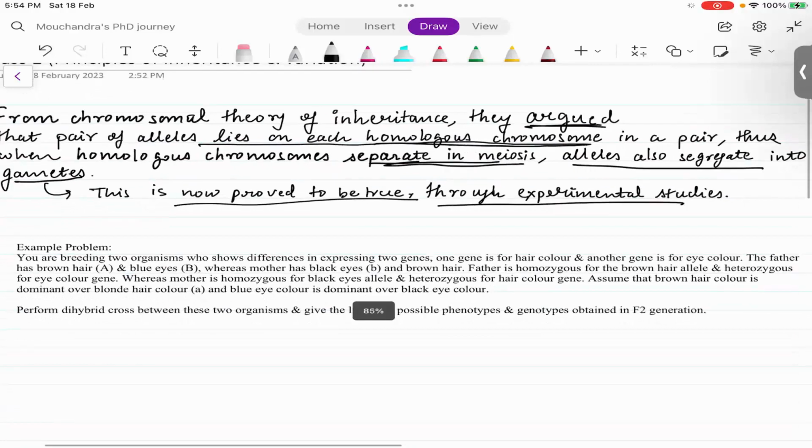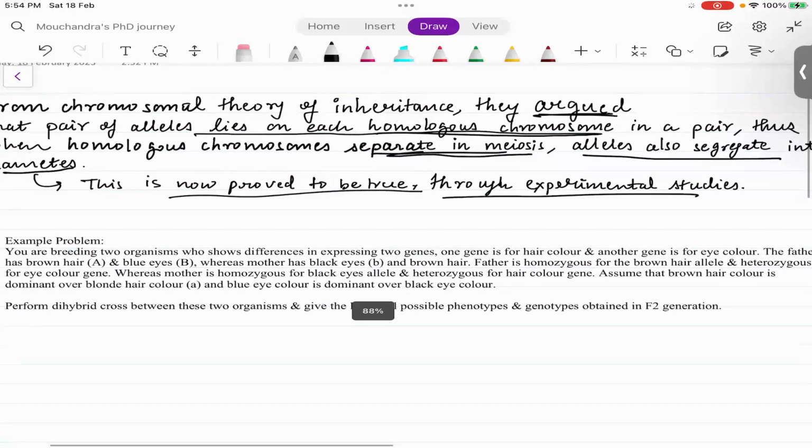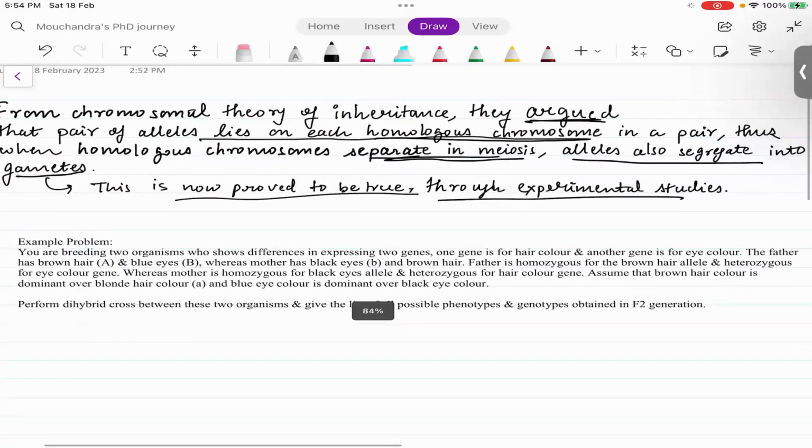Okay, I urge you to also do it along with me. So, in this example problem, let's read. You are breeding two organisms, and they show differences in expressing two genes. One gene is for hair color and another gene is for eye color. So we are going to breed two organisms. One is the father, another is the mother.